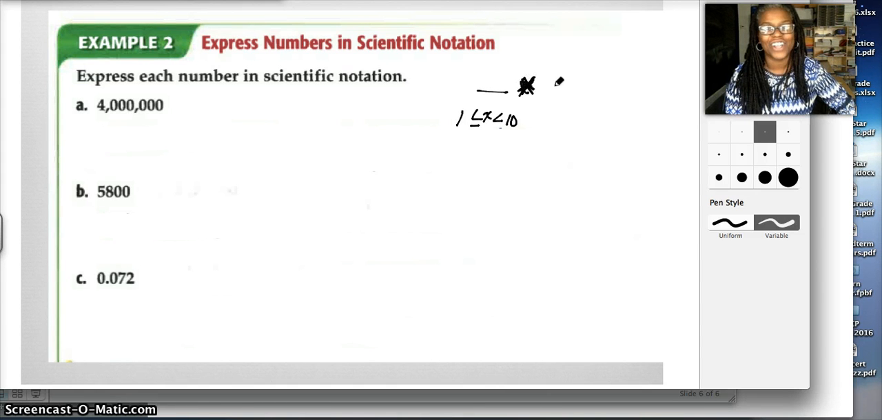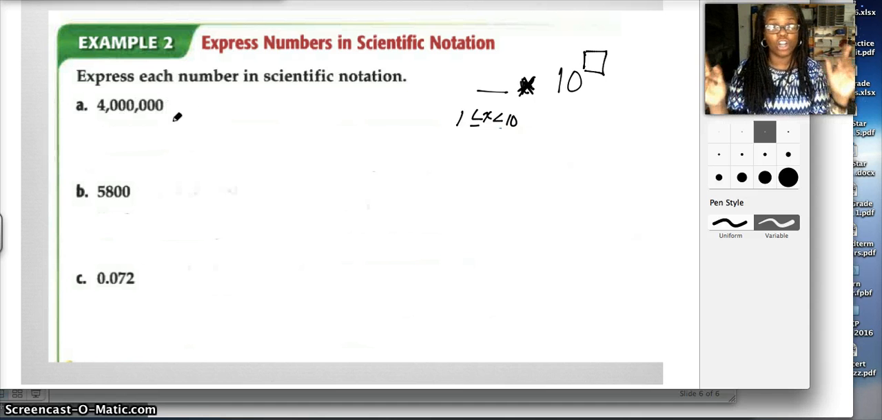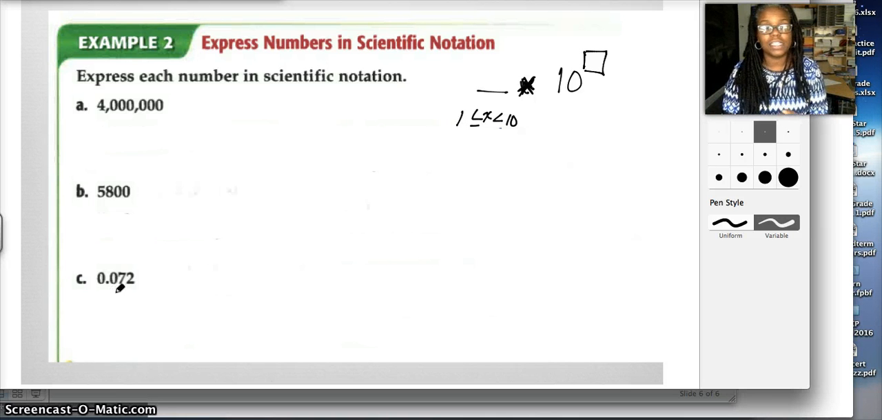Then you're going to multiply by 10 to a specific power, depending on how far you move the decimal place over. If we're going to move the decimal place over to the left in this case, so we're taking a large number and making it smaller so it fits the scientific notation model, that means I'm going to be multiplying by 10 to a positive power. In this example C, notice I'm going to have to move my decimal place over to the right, making a smaller number larger. I'm going to have to compensate by multiplying by 10 to a negative power.